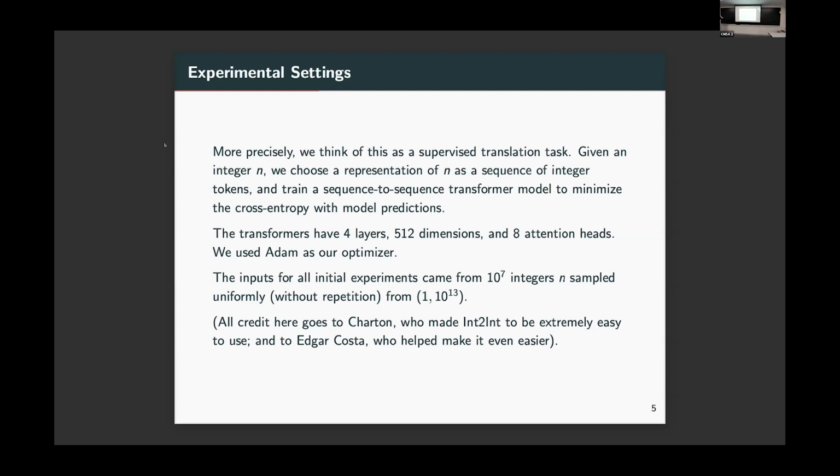More relevant to these experiments, each experiment that I'm going to describe started off with 10 million integers, uniformly sampled from integers up to 10 to the 13th, without repetition. I separated testing sets and training sets, as you do. So memorization is not an issue; these are large sets, too large for the model to actually memorize.